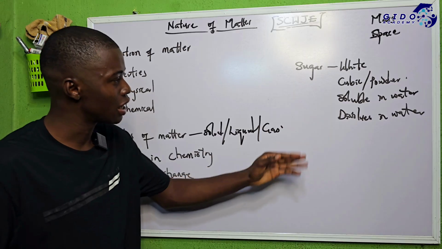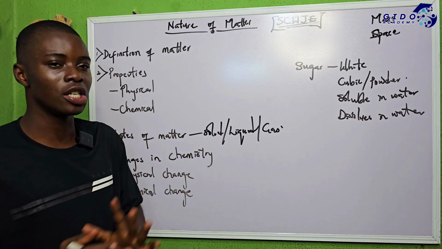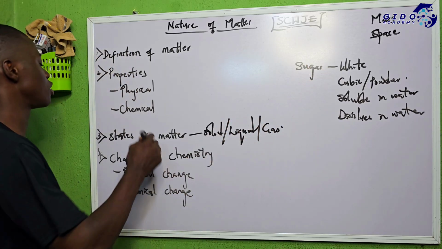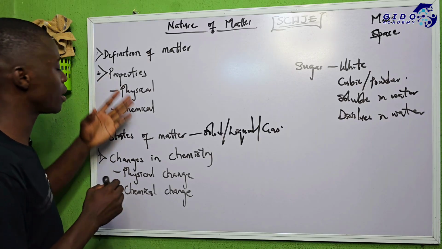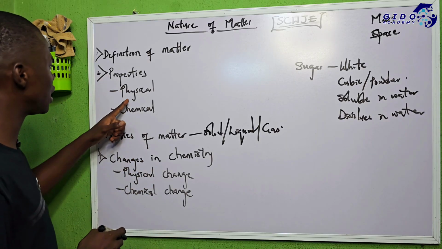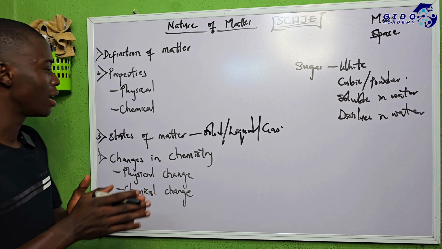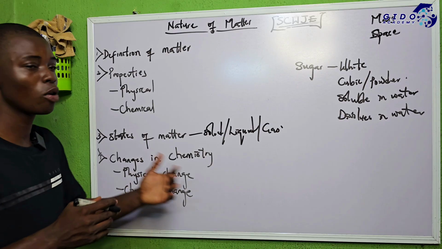But these properties, are they the ones you see, or the ones that undergo changes? The ones we see, we call them the physical properties of matter. So the properties of matter generally can be classified into two: we are talking about the physical properties or the chemical properties. Please, not spiritual properties. We are talking about chemistry here. So it will always be chemical properties and physical properties.